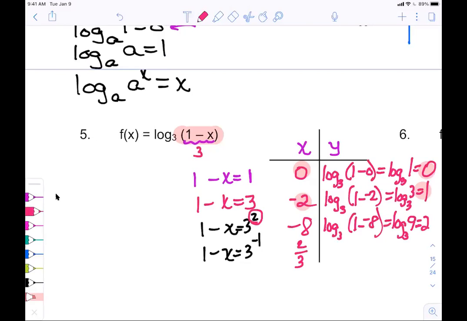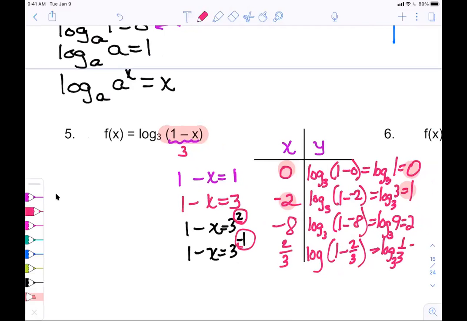And then the last one, Peter said, was 2/3. 1 minus 2/3 is really the log base 3 of 1/3. Well, 1/3 is 3 to the -1. So then that evaluates or breaks down to just -1. So these would be the ordered pairs that I would be graphing. Any questions on those last two?